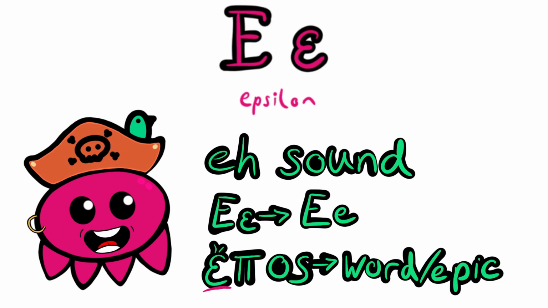The next letter is epsilon. It's a vowel and it makes the eh sound. Make sure that it is the eh sound because a lot of people pronounce it like A, but try to avoid that as best as you can because it's eh. It transliterates to an E. One example of this in ancient Greek is the word epos, which means a word or epic, like the literary genre.